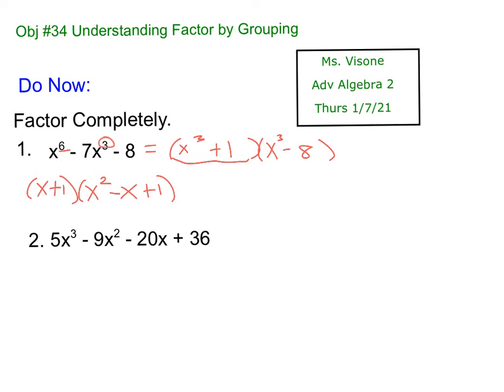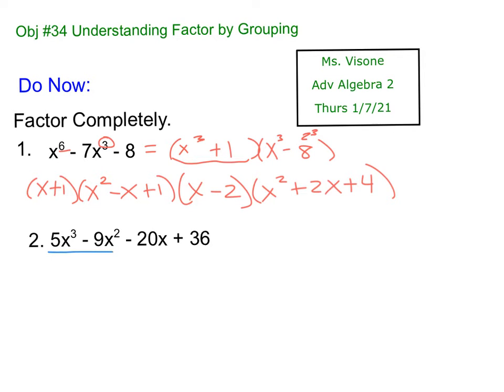And then this one, 8 is 2 to the third. This is really similar to a problem we did the other day in our Google Meet. So x minus 2, x squared plus 2x plus 4. And that's it. All right, next one.